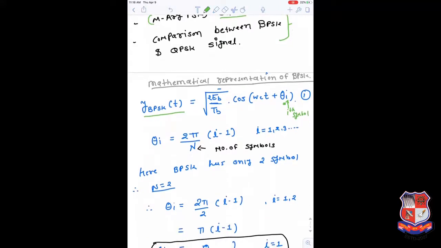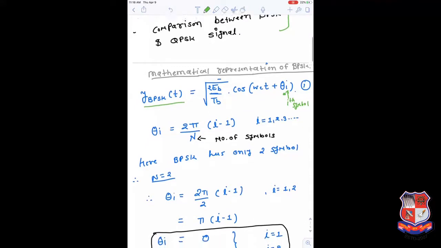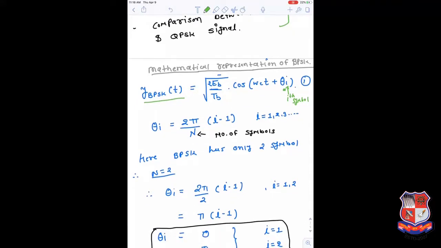And if I would vary from 1, 2, 3, so here theta I can be represented as 2 pi by n. So the total phase here is 2 pi. Now if you start from here, so 0, and then here you can have pi by 2, then here pi, then you have 3 pi by 2, and then you have 2 pi.